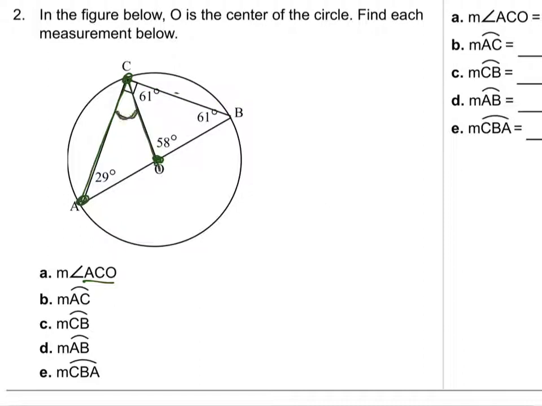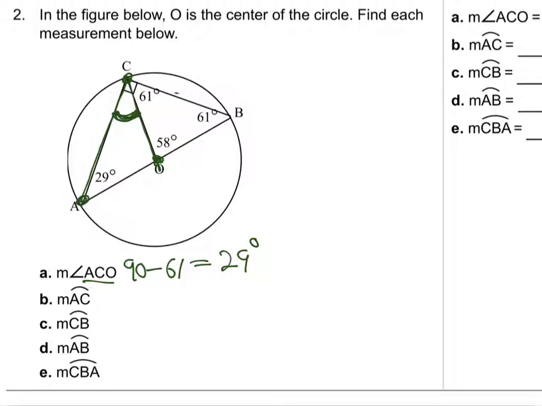ACO. So they want this. That's ACO. So how am I going to find ACO? How am I going to find this angle right here? Yeah, because that angle and the 61 make 90, don't they? See how they're together? They're a right angle. So we just say this is going to be 90 minus 61. What's that? 29 degrees. Is that good there?